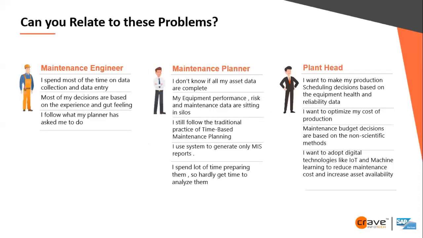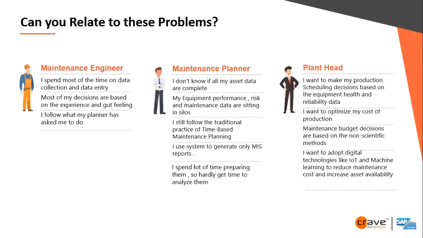When we talk about the maintenance area, we observe that mainly there are three types of users who work there: maintenance engineer, maintenance planner, and plant head. And every role has different challenges. For example, the engineer's challenges are different. He thinks, I spend most of my time on data collection and data entry. His time can be utilized in a much better way if digitalization is available, because lots of paperwork can be reduced. Most of my decisions are based on experience and gut feeling. There is no system intelligence in place. I follow what my planner has asked me to do. So his pain area is that he wants system intelligence, more predictability, and more digitalization.